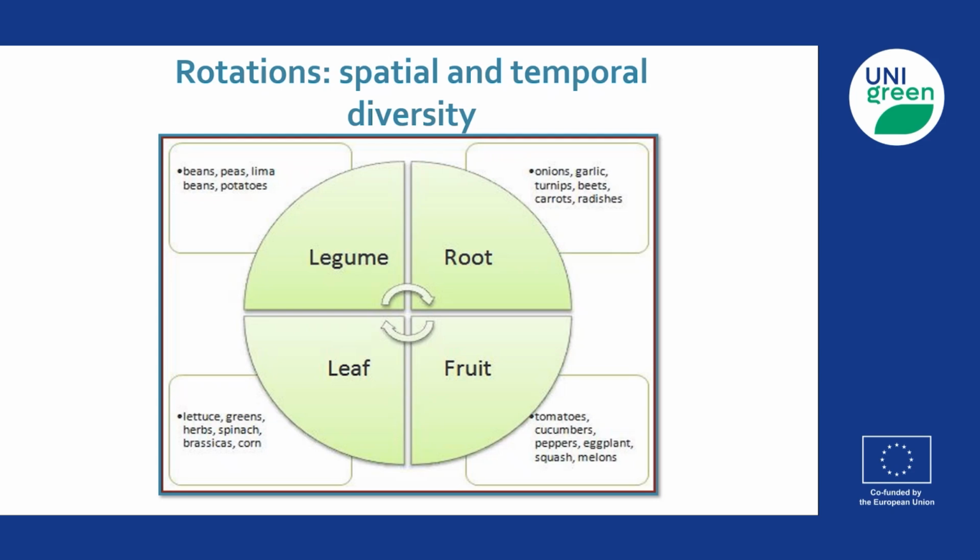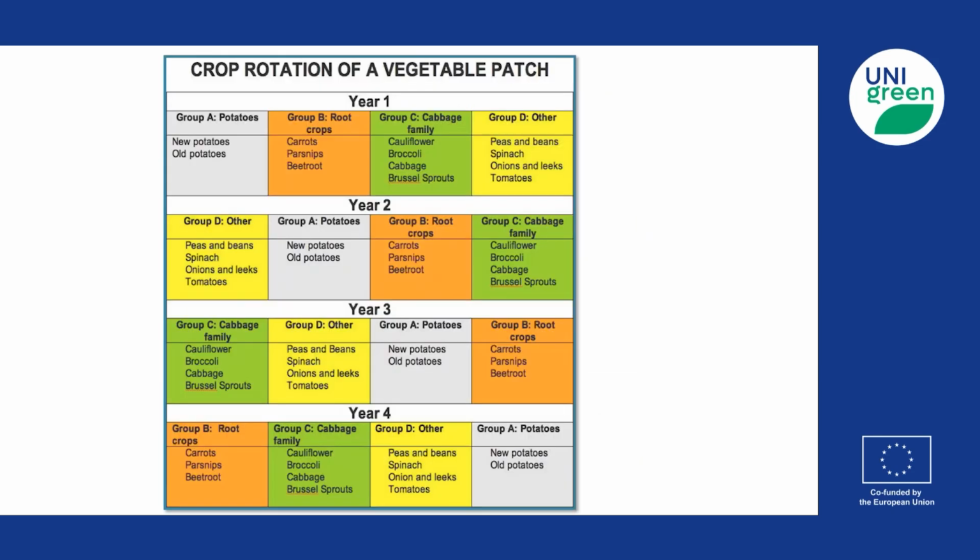Here we cannot maintain the same family. But for example, in the first cycle, you can maintain the legumes, then you rotate with crops like onion, garlic, beets, and then fruits like tomatoes, cucumbers, peppers. The rotation in the vegetable garden is so important, so important to break the cycle, but also to provide the conditions for the crop that is next. So this is just one example of crop rotation in a vegetable patch.